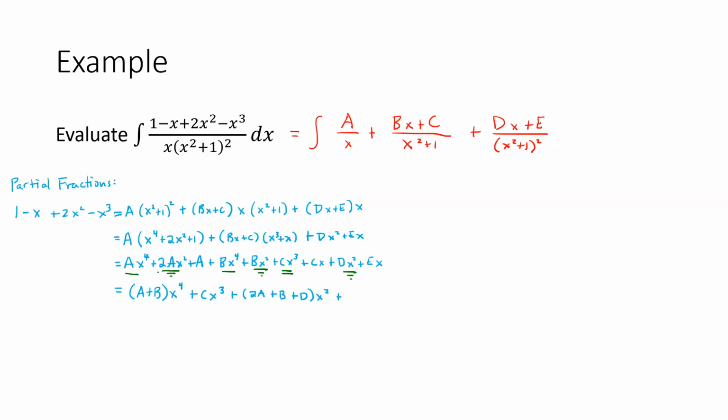And then let's see, we have some x terms. Actually just the one, Cx. Oh no, and also Ex. Okay, so we've got those guys there, C plus E x. And then finally just the one constant term A. Okay. And then I'm going to just bring this down here. We'll match that up term by term here.